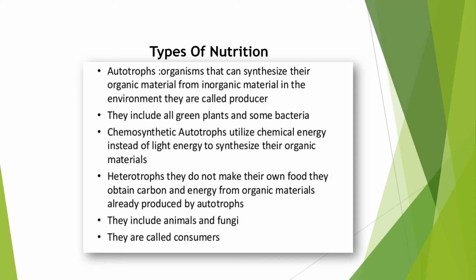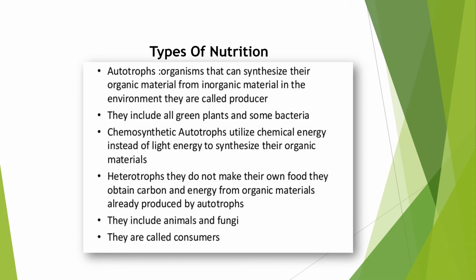Autotrophs are the organisms that can synthesize their own food from certain inorganic raw materials, and these autotrophs are known as producers, as they are the universal producers for all the other organisms present in the world. They include all the green plants and certain bacteria which can also prepare their own food.